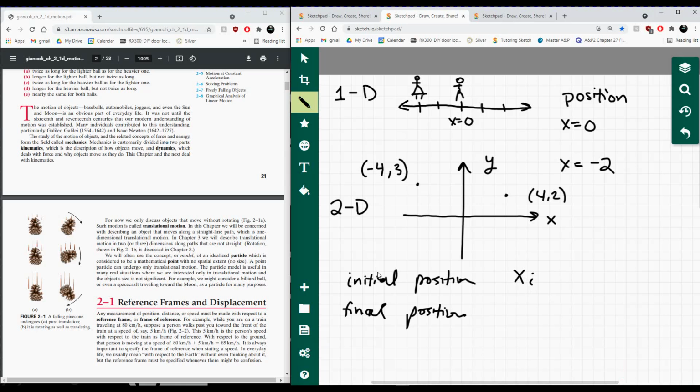Depending on whether you have a one-dimensional or two-dimensional scale, we typically indicate that as x with an i subscript to indicate initial, or we can have an x with the f subscript to indicate final position. And this also works in the y direction as well. We could say y initial and we could say y final.